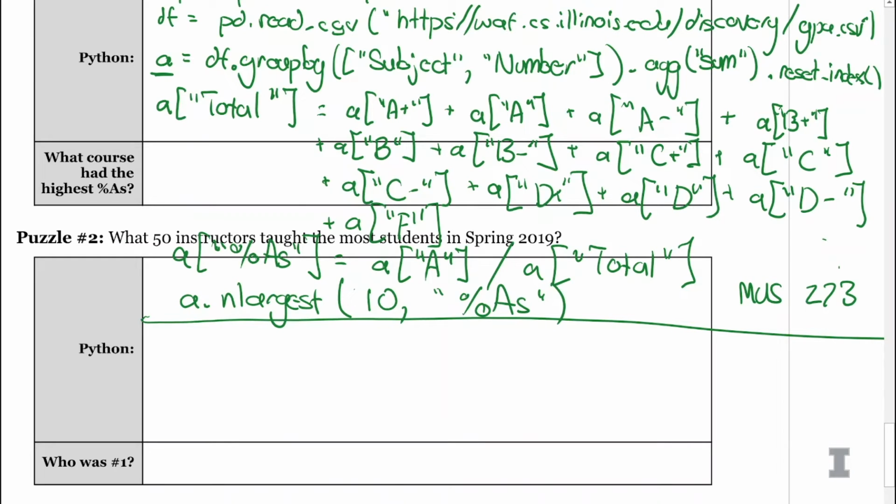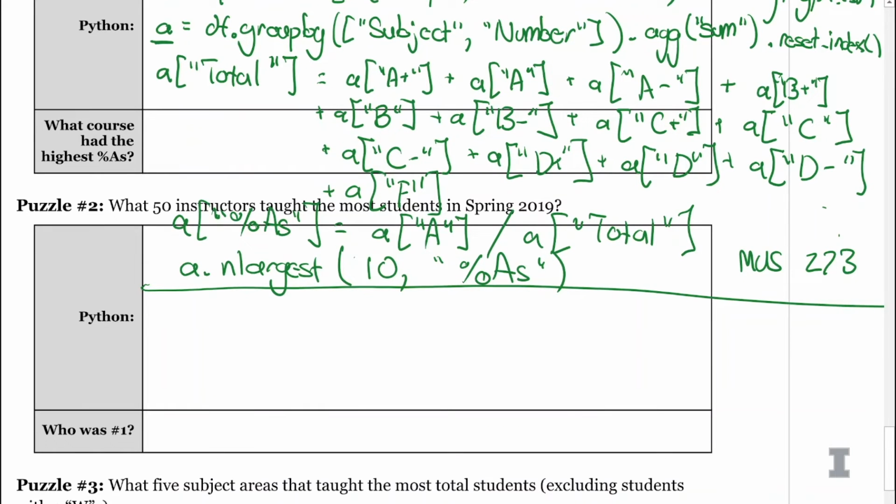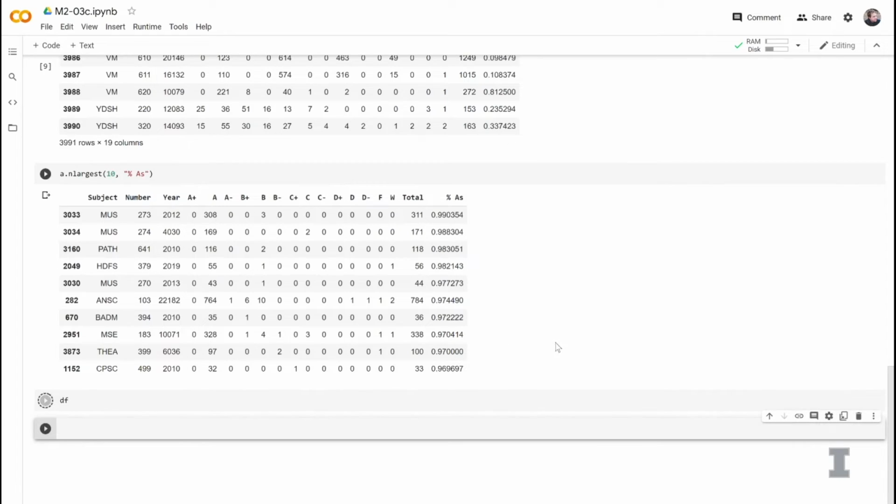So puzzle 2 asks, what 50 instructors taught the most in spring 2019? Ooh. So this is a slightly different question, because now we just want to look at the data frame where we only care about spring 2019. Right. So let's actually look at what's in df by just typing df, and let's see what our conditional needs to be.